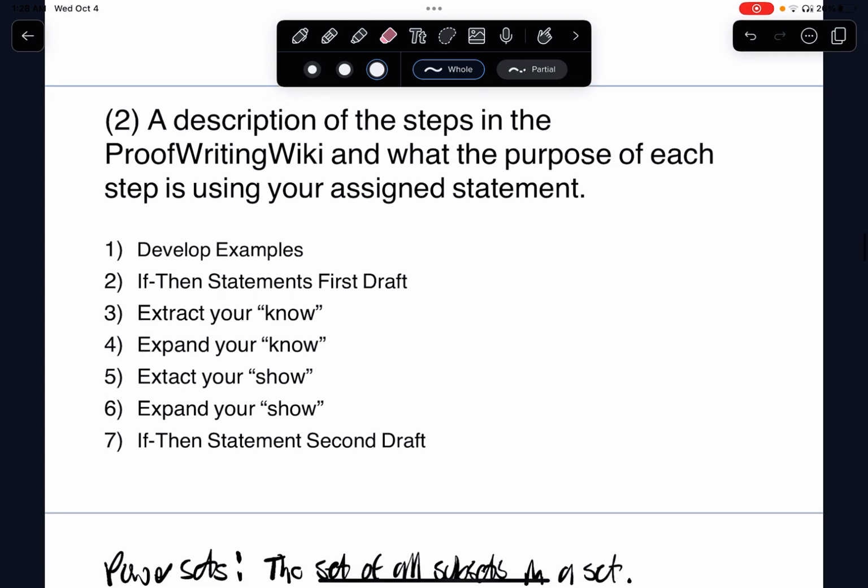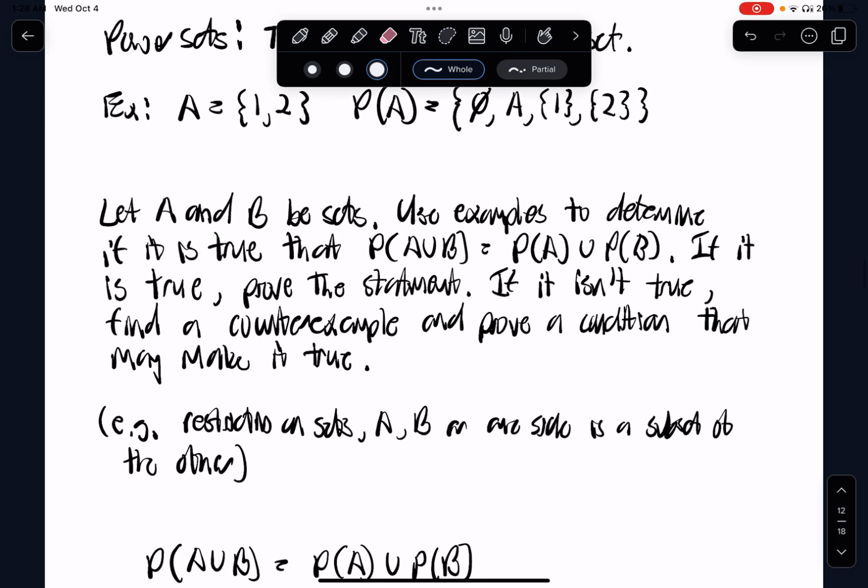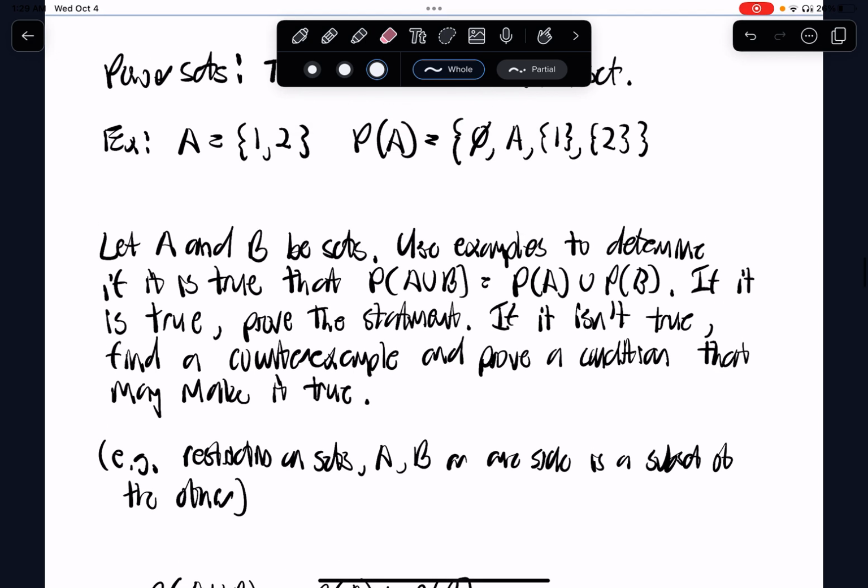So in this case, the statement that I was assigned to prove was: let A and B be sets. Use examples to determine if it is true that the power set of A union B is equal to the power set of A union the power set of B. If it is true, prove this statement. If it isn't true, find a counterexample and prove a condition that may make it true, for example restrictions of sets A and B, or one being a subset of the other.